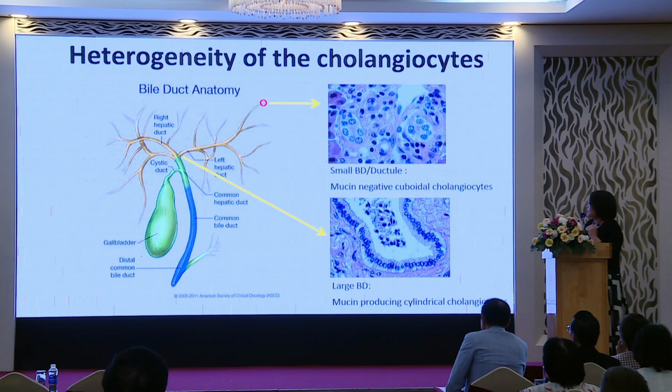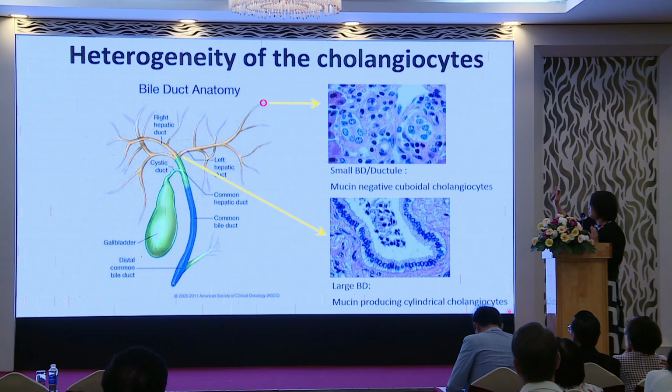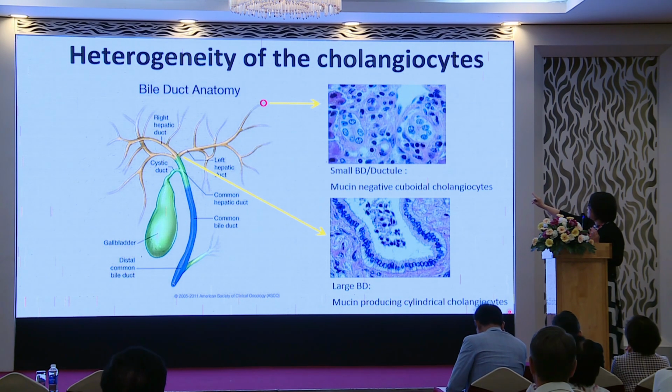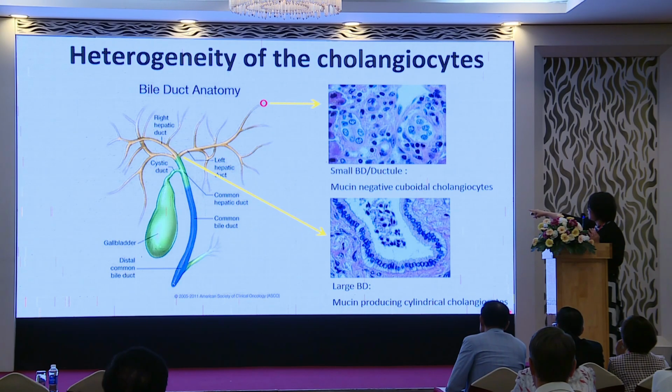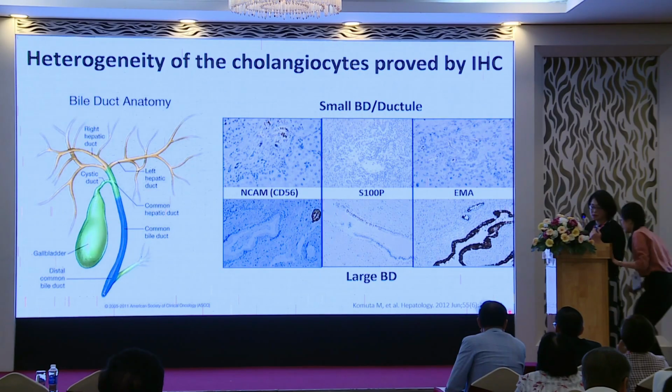Cholangiocarcinoma originates from the cholangiocyte lining of the bile duct. But the cholangiocyte phenotype is different depending on the size of the bile duct. When you look at the small bile duct, the cholangiocyte presents small, cuboidal, and mucin-negative features. In contrast, the large bile duct is lined with mucin-producing cylindrical cholangiocytes, as you can see here. And this different aspect can also be seen.